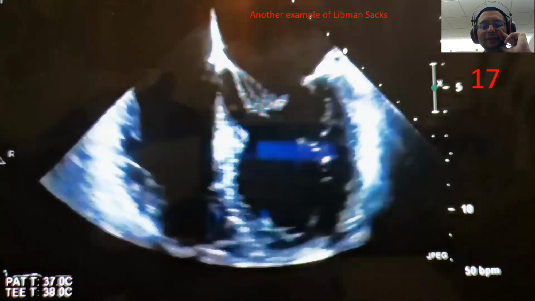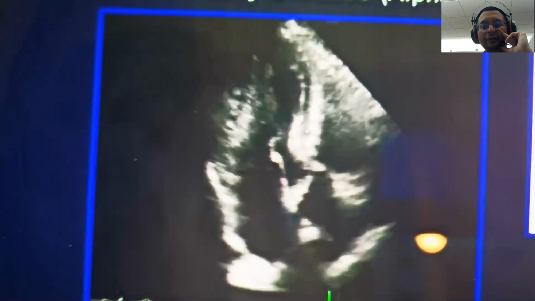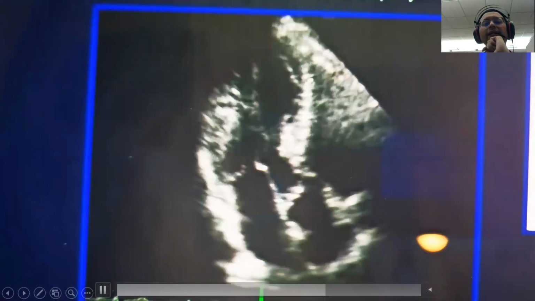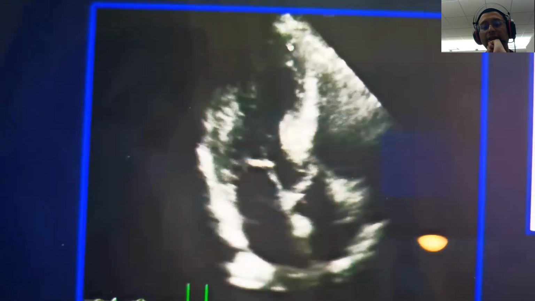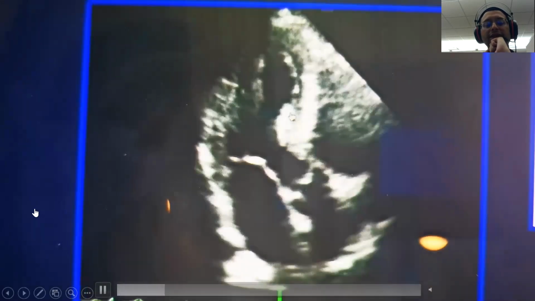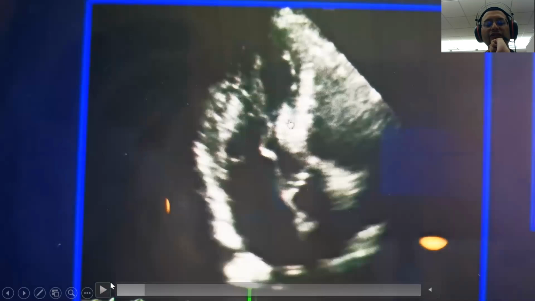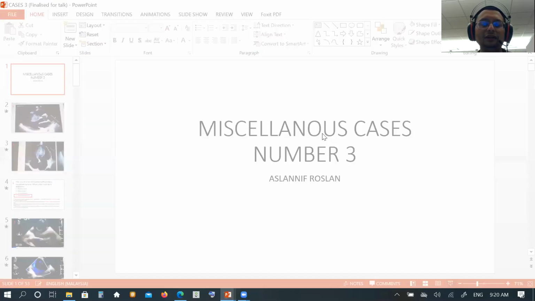Okay. So this is another echocardiogram of a patient. So let's say I say to you that this patient has left ventricular hypertrophy. Oops. First time this happened today. You know what happened? It crashed. First time. Okay. So this patient has left ventricular hypertrophy. The left ventricle has this binary appearance.